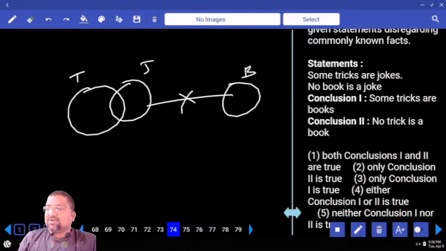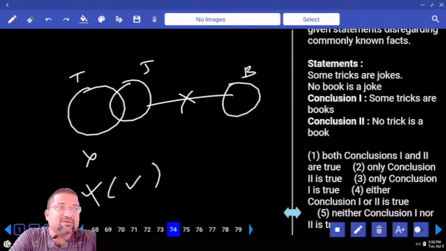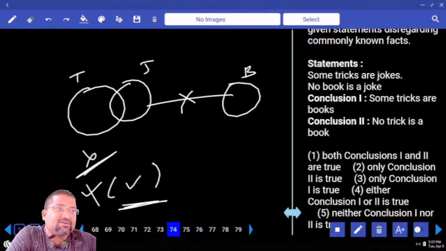Basic diagram. Come on. Some tricks are books. Wrong. No trick is a book. Right or wrong? Right. Complementary. Some books are tricks. Can I draw some books are tricks? So this is right and this is wrong. Here in the complementary you say right. The same complementary in the conclusion you say it as wrong. What should be your answer? Either 1 or 2. Understood?